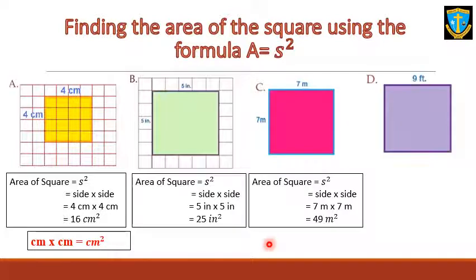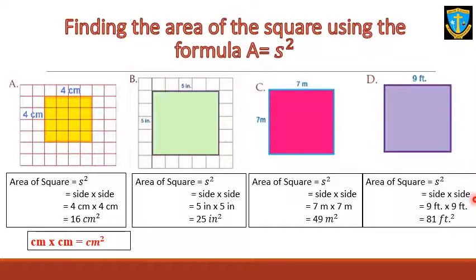The last one is in feet. Only one value is given, that means it is a square, so all the sides will be the same. So area of the square is equal to side multiplied by side or side square, which is equal to 9 feet multiplied by 9 feet, which is equal to 81 feet square.